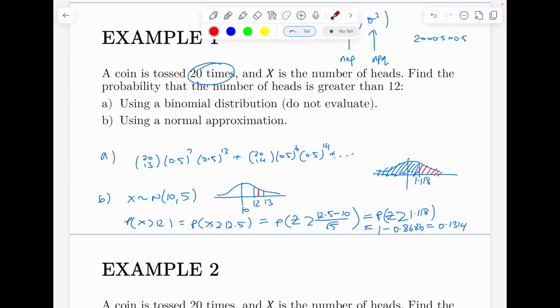The reason why a normal approximation to the binomial is so handy is because rather than having to evaluate all of these, we can approximate it using the normal distribution. We can calculate the probability from that distribution, and we get 0.1314.